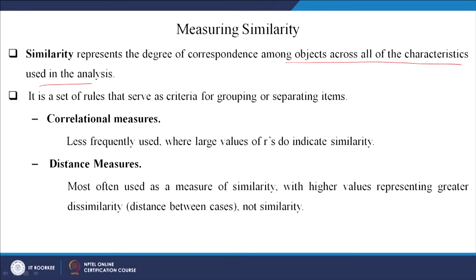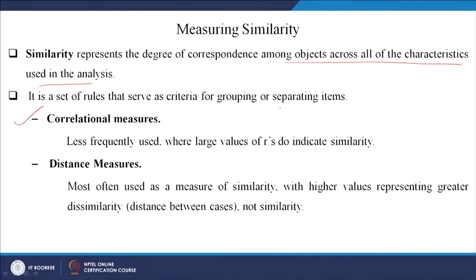So similarity represents the degree of correspondence among objects across all the characteristics used. Please remember, this is what I was trying to say. There are two ways you can understand the similarity, right. One through the correlation measures, which you are doing in factor analysis. In factor analysis we said the variables which are very close to each other or have a high correlation would fall into one factor. But in the case of cluster analysis, we are not taking the correlation measures, right. We are often linked to the distance measure.